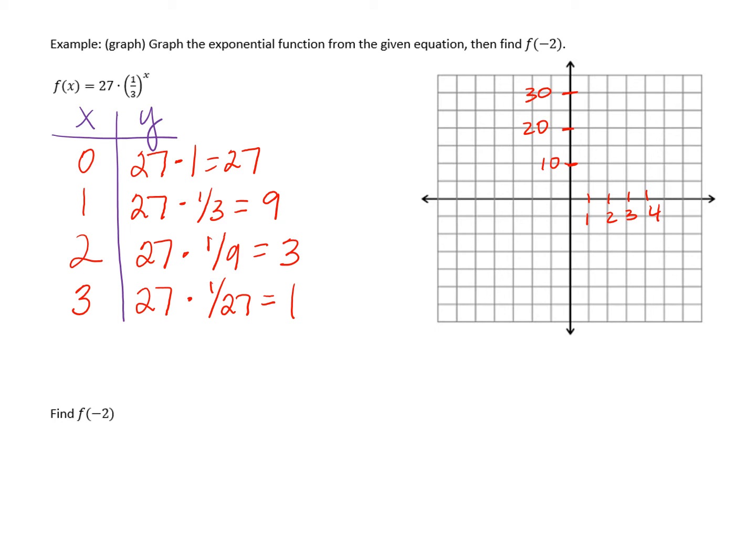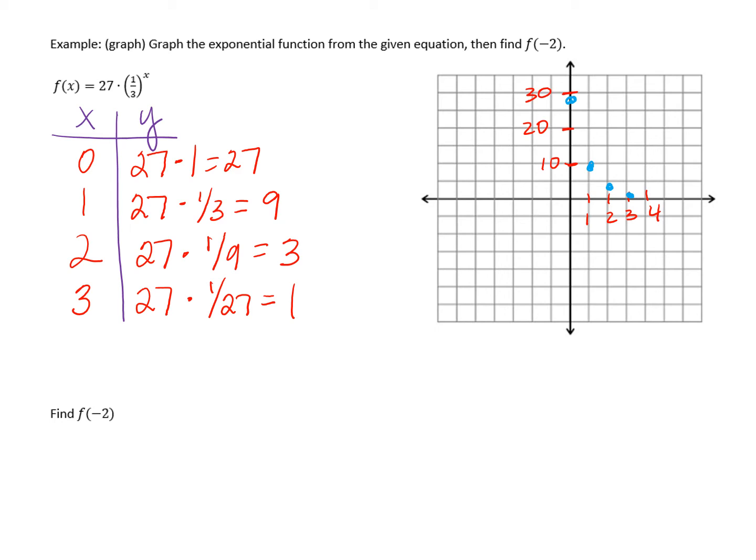And so I'm going to plot each of those points as best I can. So 0, 27 would fall somewhere about there. 1, 9 would be about right there. 2, 3, say about right there. And 3, 1. And so this is our exponential function. I believe my first one disappeared here. Let's put that back. So 0, 27. Some of you call these J curves.